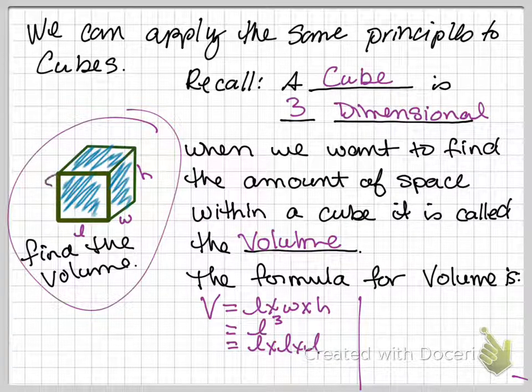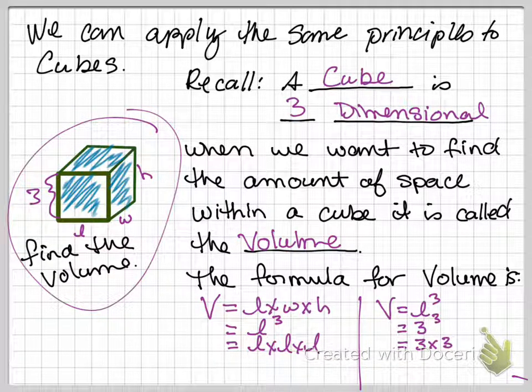If we count the side length, there's 1, 2, 3 there. So the volume for this cube is going to be length cubed. Well, the side length for it is 3, so this is going to be 3 cubed. 3 cubed, we can write out as 3 times 3 times 3. And if I do the math, 3 times 3 is 9, and then 9 times 3 is 27. So the volume of that cube is 27 units cubed. Good work.